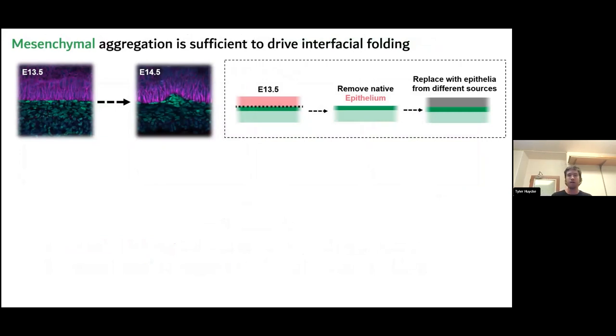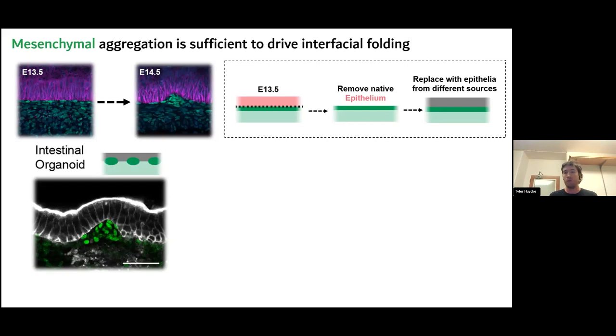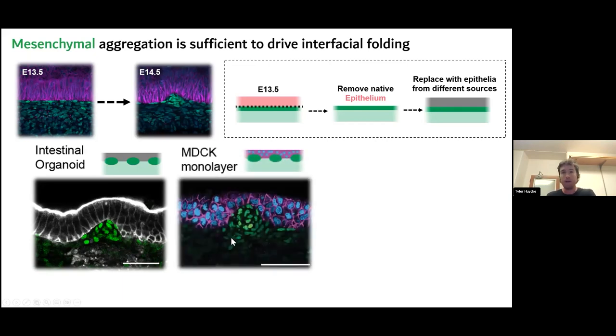To directly test this, I did a series of tissue recombination experiments in which I removed the native epithelium of the gut tissue before aggregation had occurred, and then replaced it with epithelia of different sources. The idea being, if the mesenchyme is really sufficient to drive this process, it should be able to fold a variety of different interfaces. So we started with something similar, which is intestinal organoids. These are epithelial tissues that have been grown for over a year in culture in the absence of mesenchyme. But if you recombine these with the embryonic mesenchyme, you still see aggregation and the generation of curvature in these organoids. We then did the same thing with MDCK cells. This is a cell line that has nothing to do with villus formation, but the mesenchyme still aggregates and still generates curvature on the basal surface of the MDCK layer.